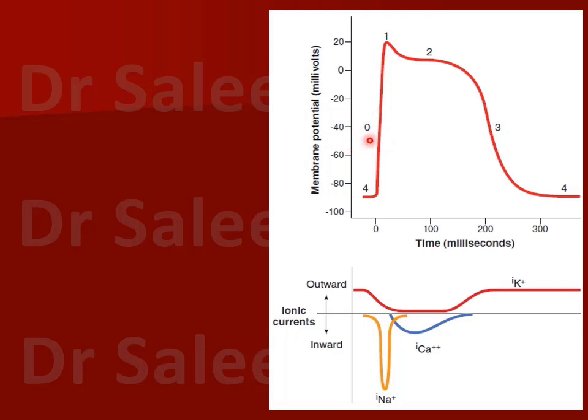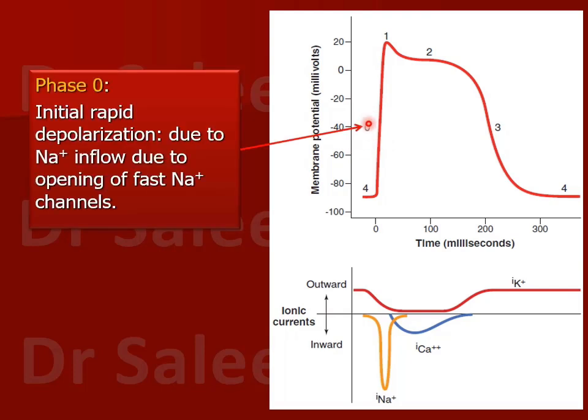Phase zero is because of the opening of the fast sodium channels, and this rapid initial depolarization is because of the opening of the fast sodium channels, just like in the skeletal muscles. And you can see that the membrane potential changes from very negative, -90, to the positive side, meaning that it is depolarized, and the inside becomes positive. This is known as phase zero.